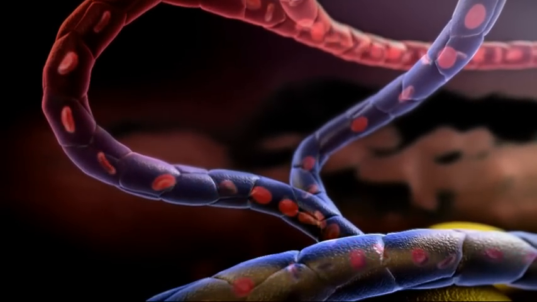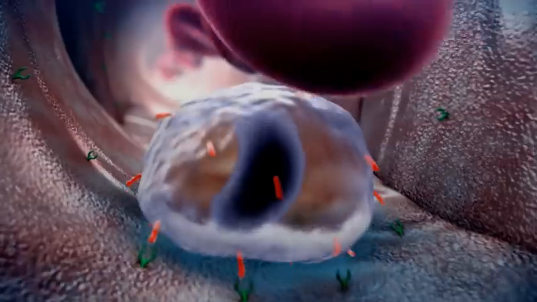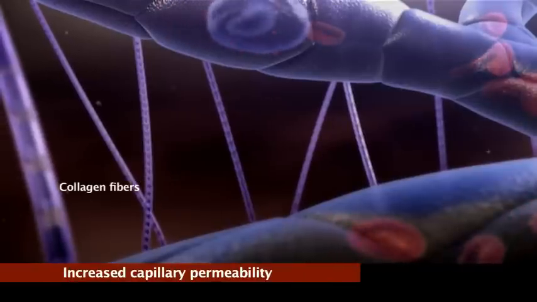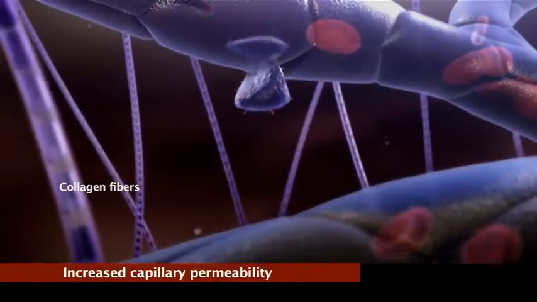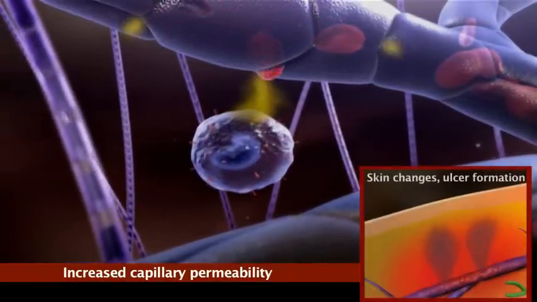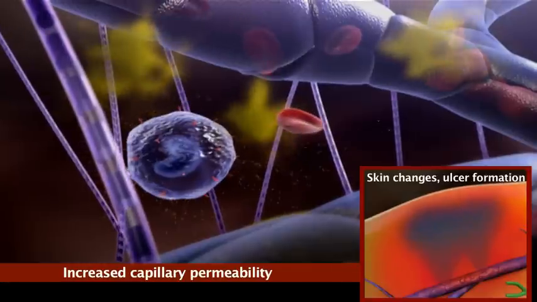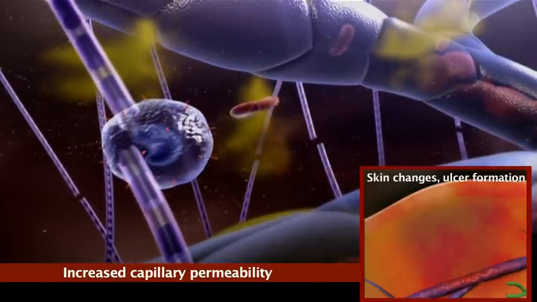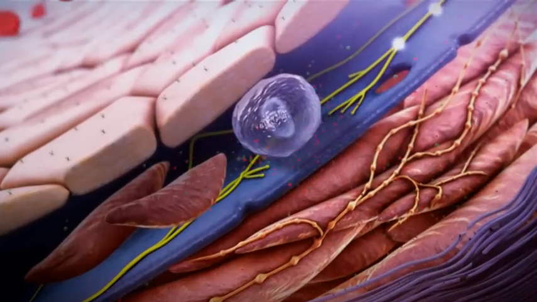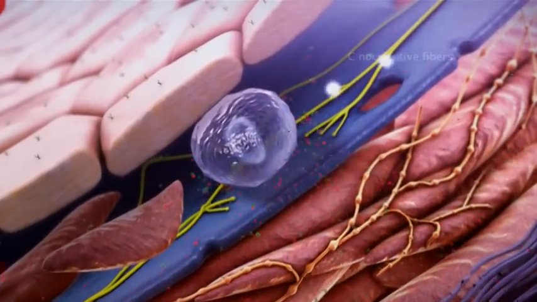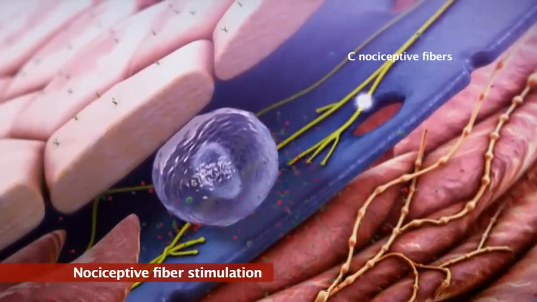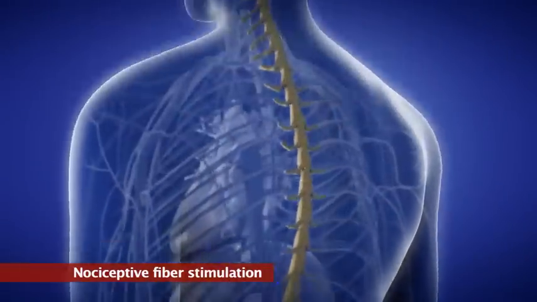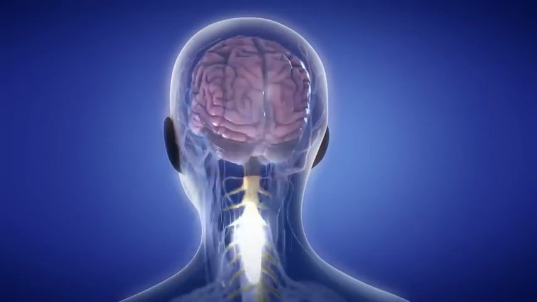chronic venous disease. The activated leukocytes are associated with an increase in capillary permeability and fragility, which can lead to edema and tissue injury, and eventually skin changes and ulcer formation. Inflammatory mediators also act as a chemical signal, stimulating C nociceptor fibers, and this causes the painful symptoms of chronic venous disease that patients express as venous pain.